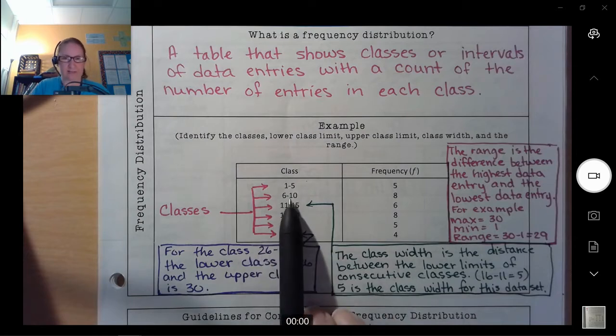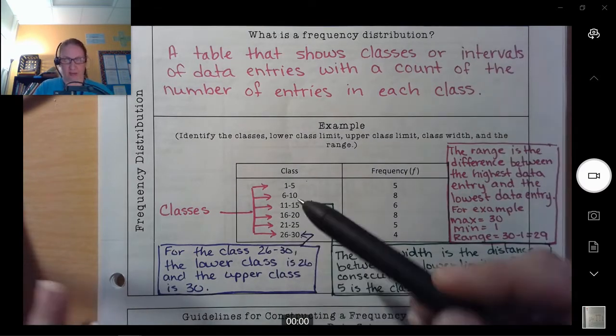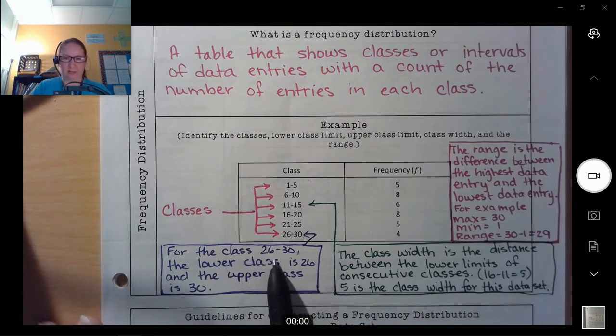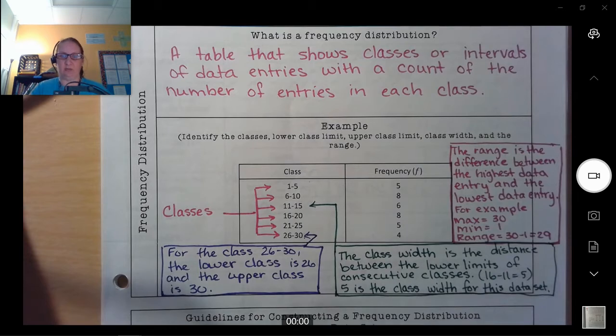And every class has to have the same number of potential values. Think of them as sample sets, okay? You want 5 sets of 5 or 6 sets of 5, but in terms of numbers. So for the class of 26 to 30, there are 2 limits: a lower class limit and an upper class limit. The first number is called the lower class limit, and the second number is the upper class limit. They are the lowest and highest numbers that can be in that group, okay?